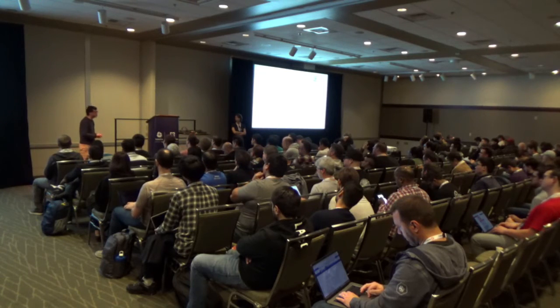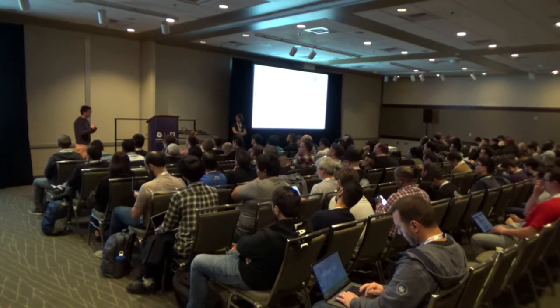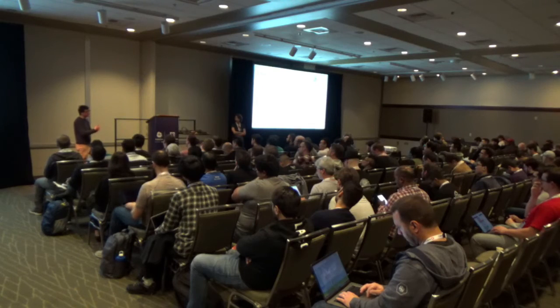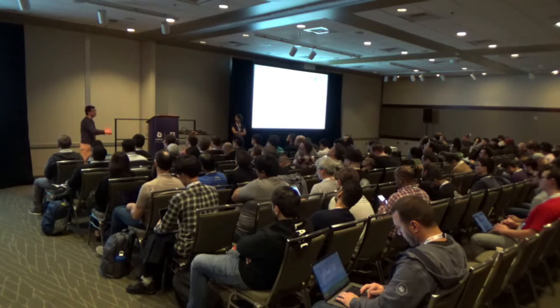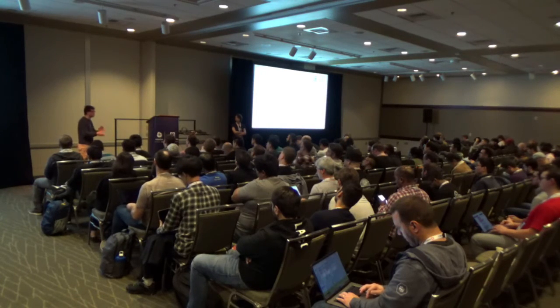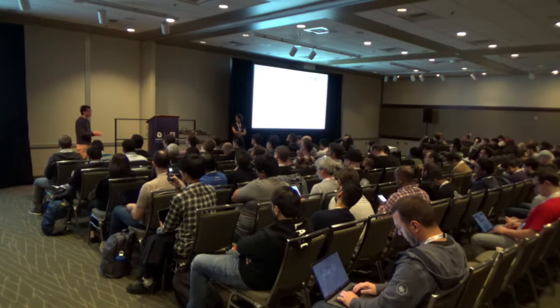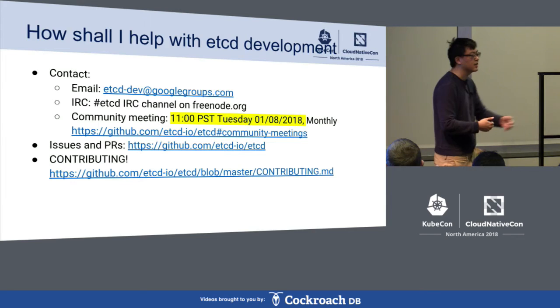So in 3.4, we are working on a feature called concurrent read. So it will not block. When you issue a large read to etcd, it will not block other requests. So that message will disappear. But for now, you probably need to throw more resources at etcd to vertically scale it.